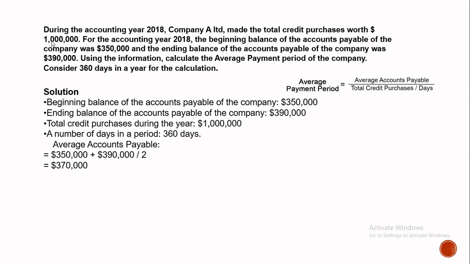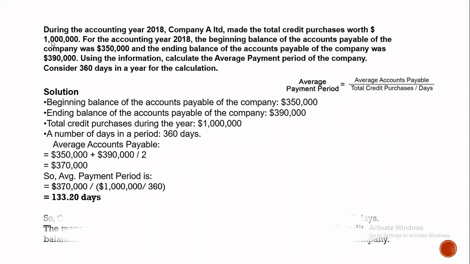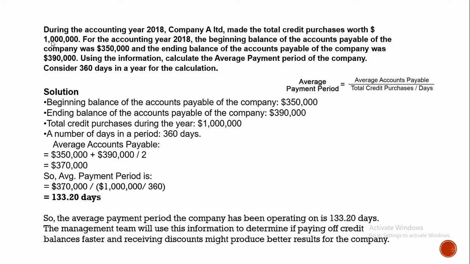Now we have to find out the average payment period, which is 370,000 divided by 10 lakh, multiplied by 360. The answer is 133.20 days. So the average payment period the company has been operating on is 133.20 days.